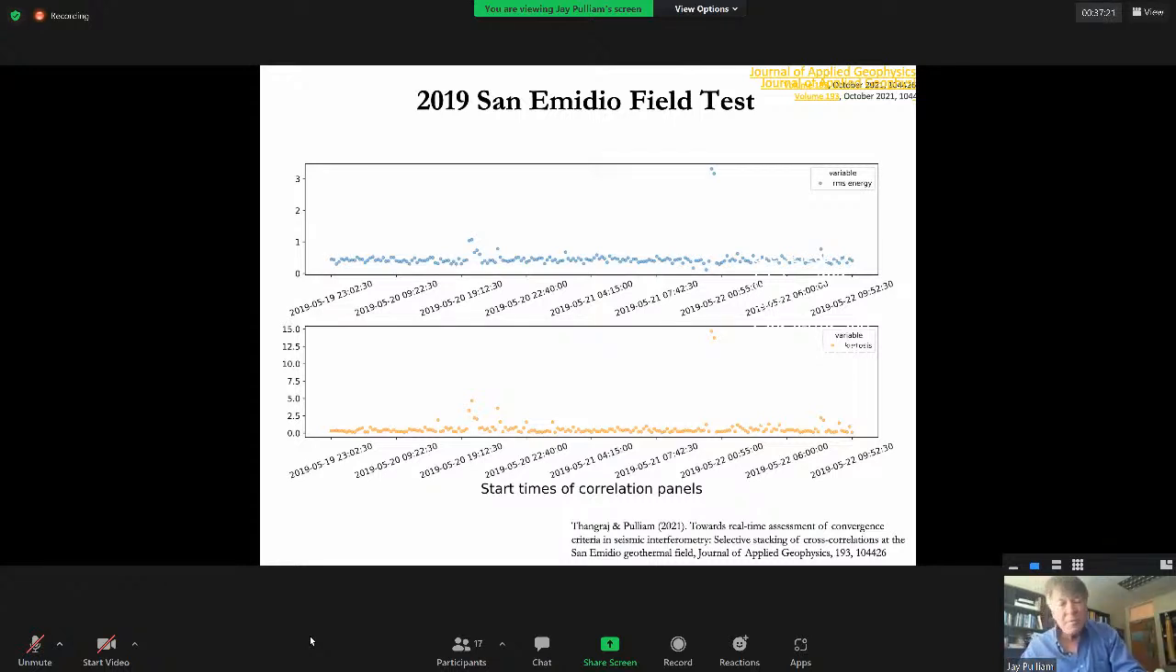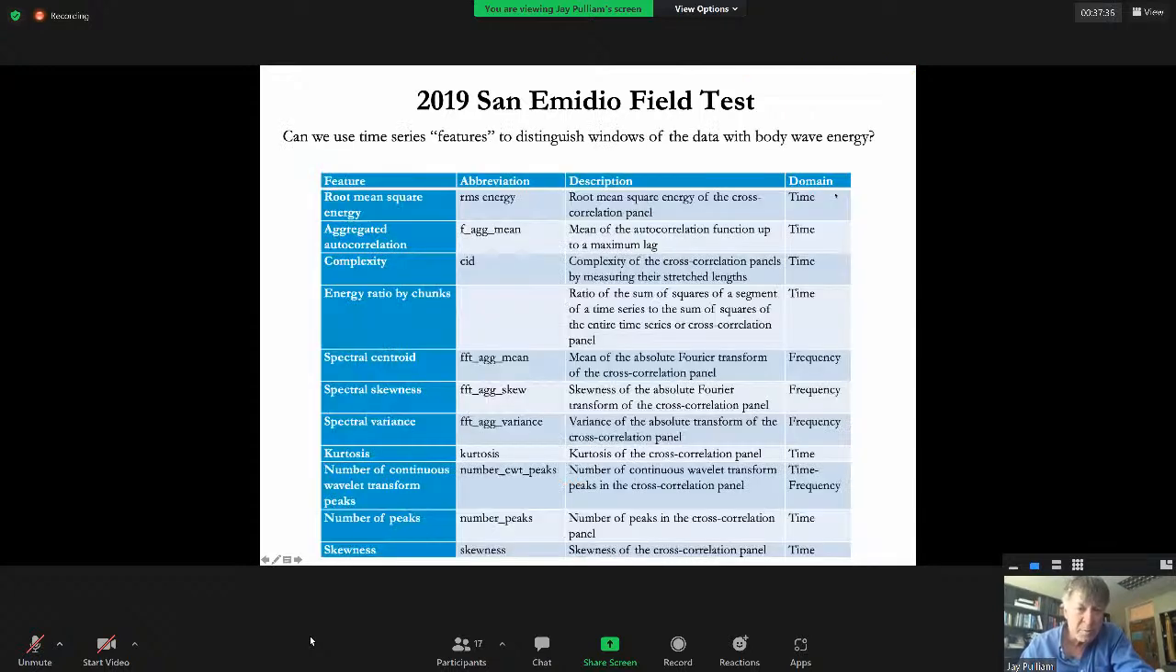For us, it was 5 minutes. And so these are each 5-minute intervals starting at different times over a few days. And then each of these is, here we go, RMS energy. So this is one of the features back here, RMS energy, which is just the root mean square of the whole time series. And then there's also skewness down here.